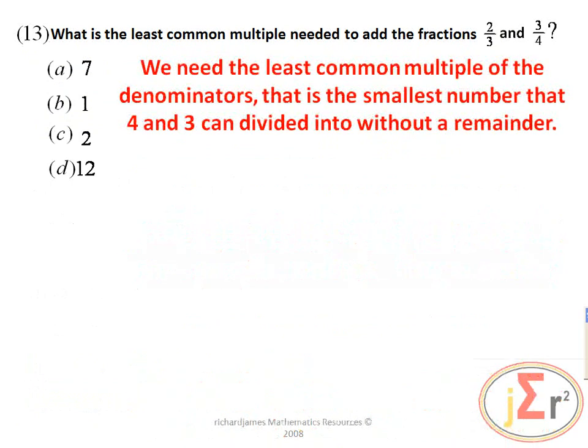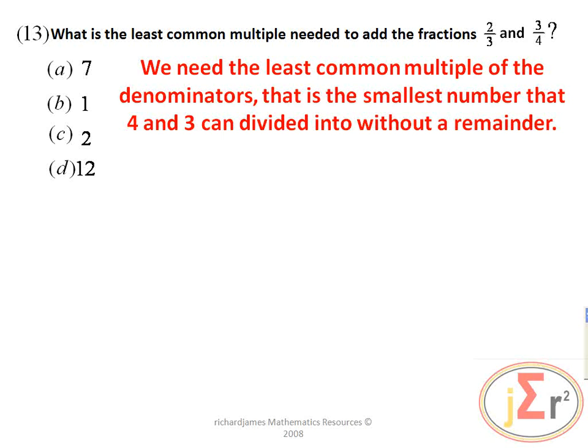We need the least common multiple of the denominators. That is the smallest number that 4 and 3 can divide into without a remainder. We are still answering this question: what is the least common multiple needed to add the fractions 2/3 and 3/4? We need the least common multiple of the denominators in order to be able to do that.